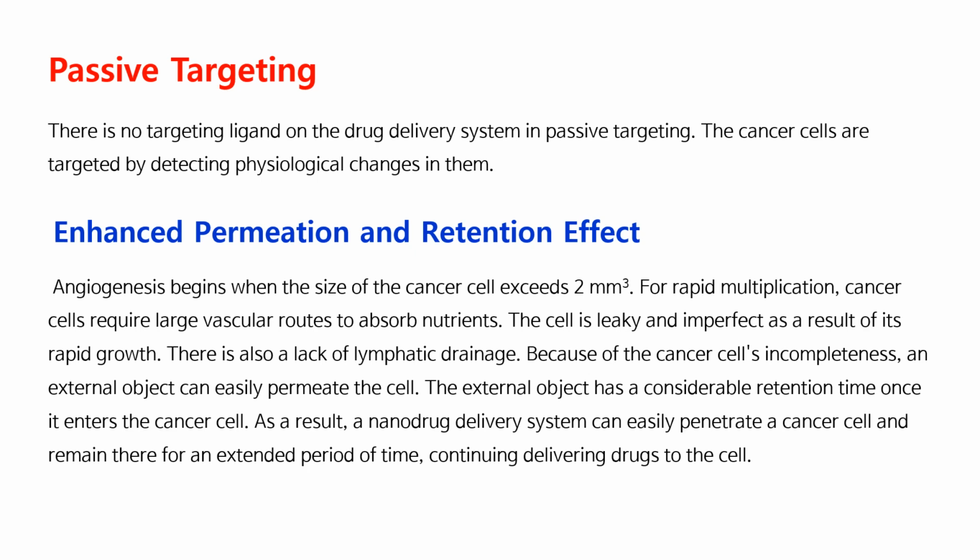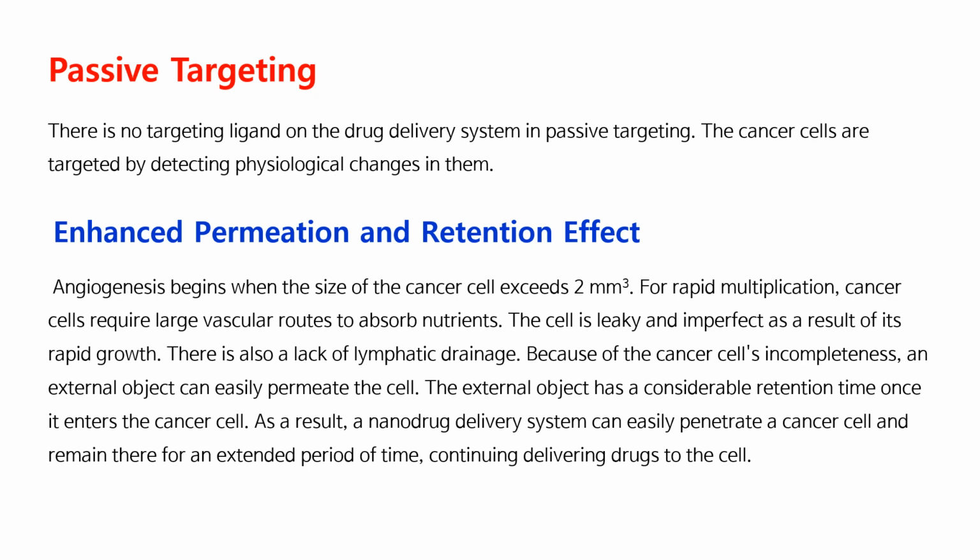Now let's see how nano-drug delivery systems can be deposited only on the cancer tissues and how drugs are delivered to those areas. The characteristics that distinguish cancer tumors from normal tissues are used in passive targeting. As a result, no targeting ligands are used in passive targeting. On the other hand, active targeting makes use of targeting ligands that target specific cancer tissues.